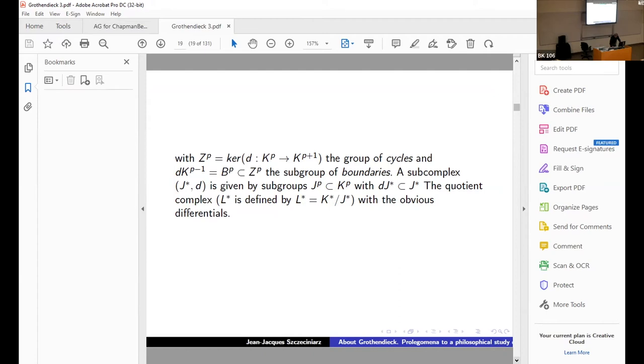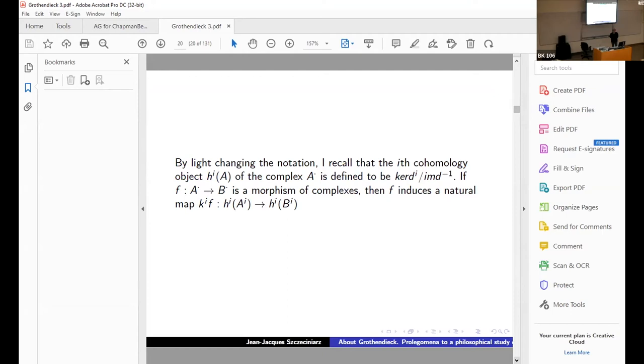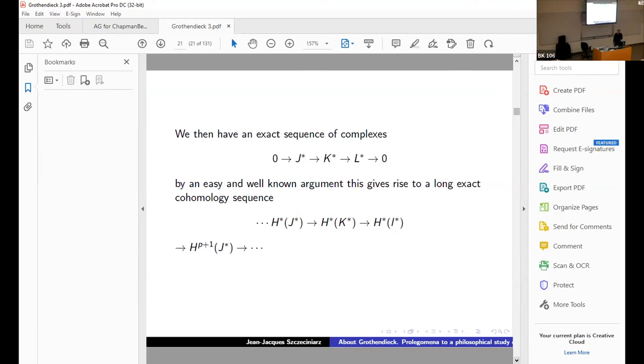Changing the notation, I recall that the i-th homology object H^i(A•) of the complex A• is defined by ker d^i over im d^(i-1). If f: A• → B• is a morphism of complexes, then f induces a natural map H^i(A•) → H^i(B•). We have then the exact sequence of complexes 0 → J* → K* → L* → 0. By an easy, well-known argument, this gives rise to a long exact homology sequence: H*(J), H*(K), H*(L), H^(p+1)(J*), etc.